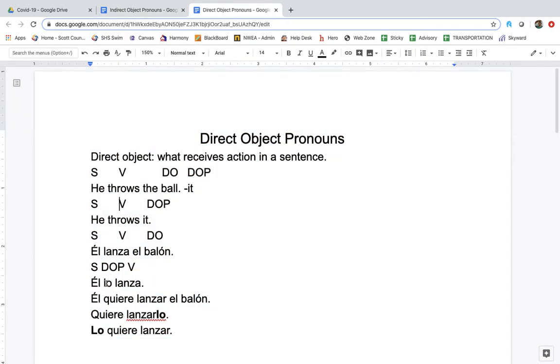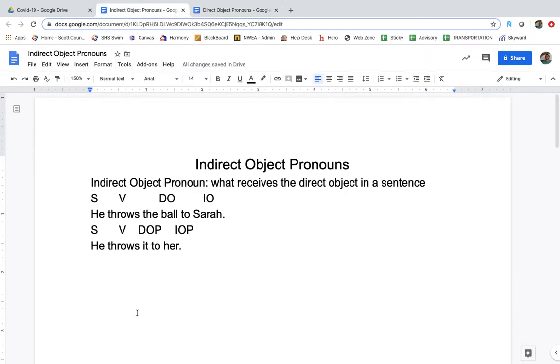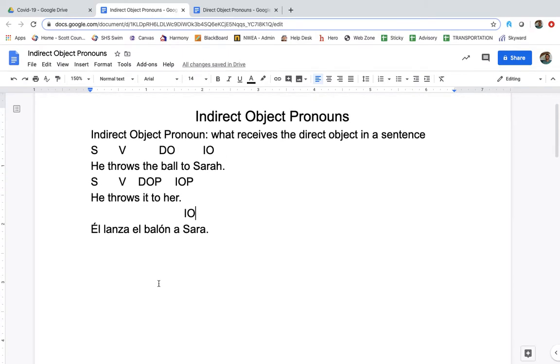So, in Spanish, he throws the ball. Just going to copy this real quick, because we've done this before. Él lanza el balón a Sara. This sentence is actually incorrect. We have an indirect object, Sara, without an indirect object pronoun. We can't actually do this and remain grammatically correct. So what we need to do instead is replace Sarah right off the bat with an indirect object pronoun.